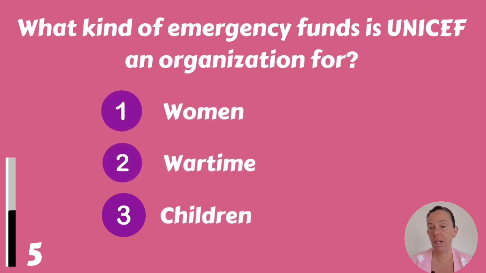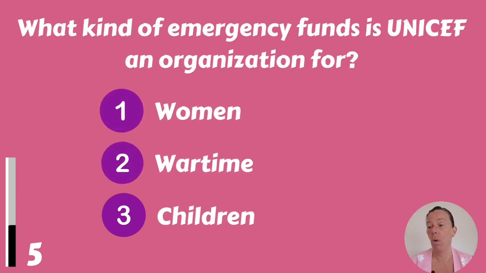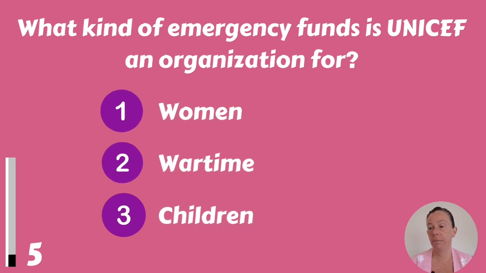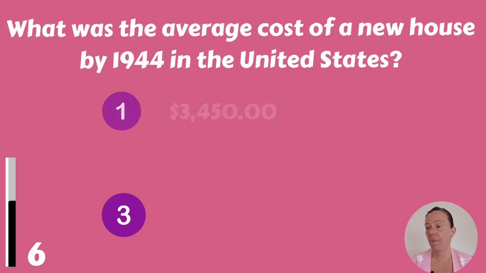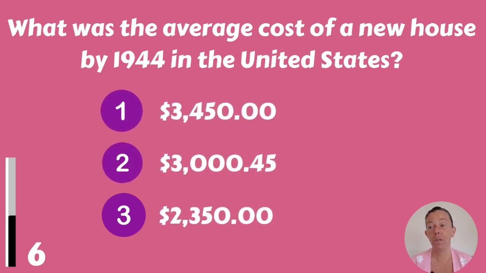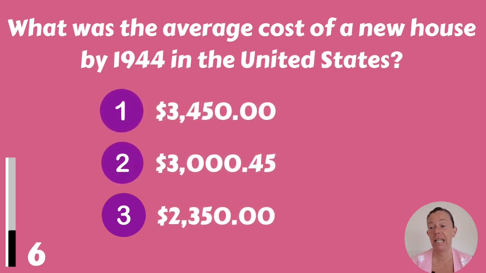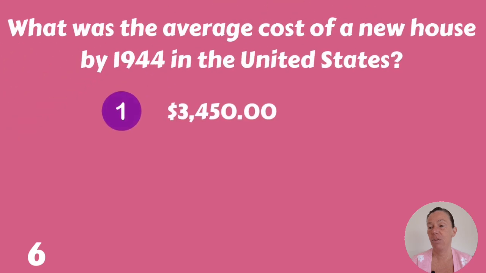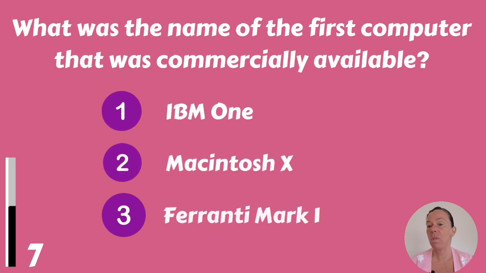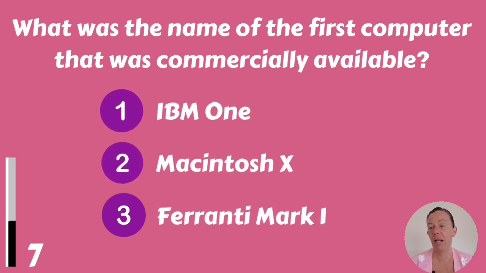What kind of emergency funds is UNICEF an organisation for? Women, wartime, or children? It's children. What was the average cost of a new house by 1944 in the United States of America? So, one of those three options, how much do you think it was? It was the first one, $3,450,000.